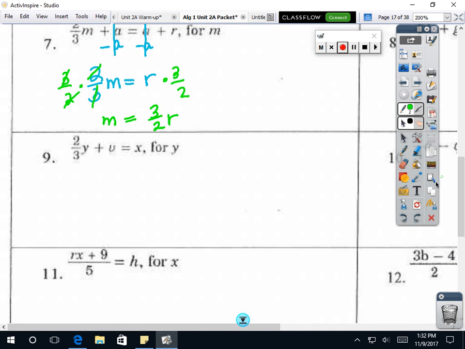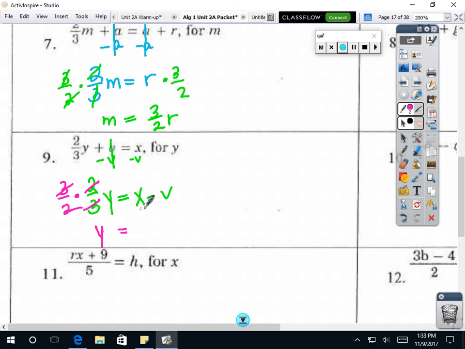All right, number 9. 2/3 y plus v, I think it's a fancy v, equals x, and they want us to solve it for y. Okay, what do I do first? Right. Those cancel, leaving 2/3 y equal to x minus v. Now what do we do to get y by itself? Correct, but watch so that you don't miss this. On this side, when you multiply by the reciprocal, everything cancels out, leaving y by itself.